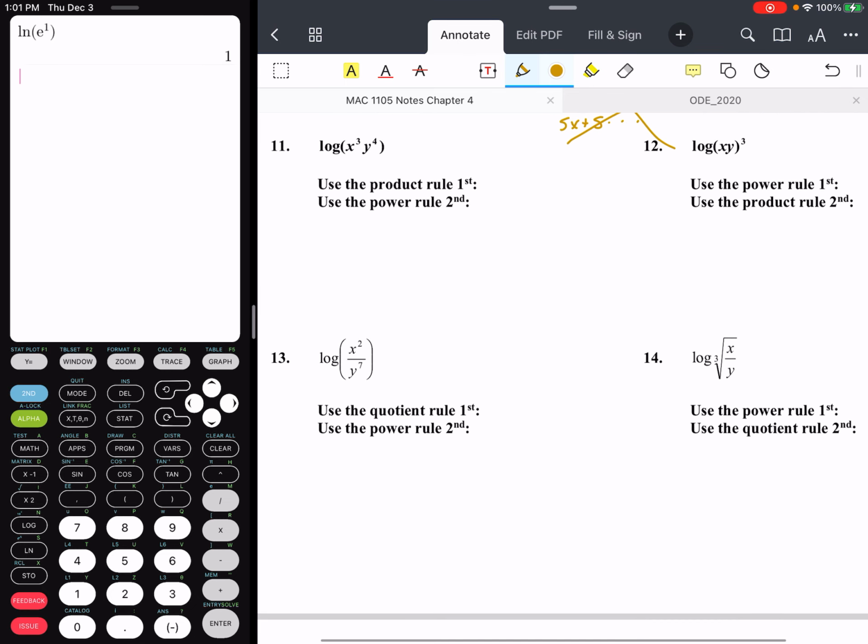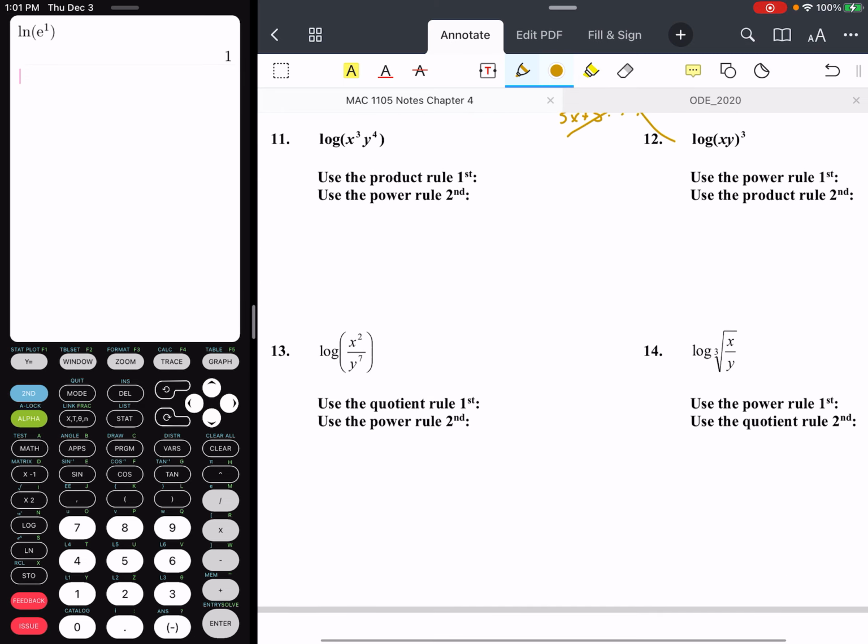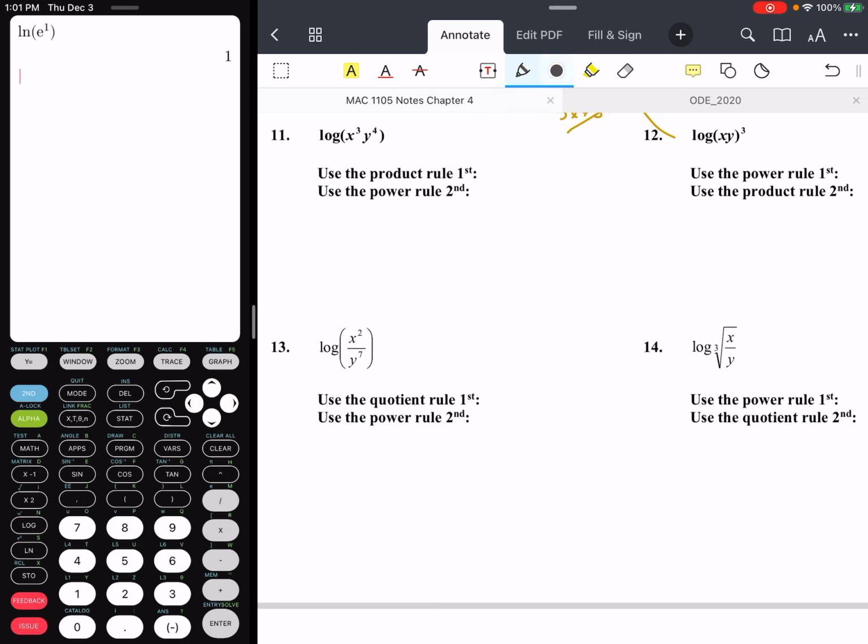All right, so on to 11 and 12. These guys get a little trickier because now we're going to be applying multiple rules at the same time. So looking at number 11, let's see what color I used. Maybe I'll go back to gray here. For number 11, we have log base 3 of x cubed times y to the 4th. So we have products, but we also have powers, right? The cubed and the 4th. So here we're going to split it up using the product rule first, and then after that we'll use the power rule. So using the product rule, this is going to equal the log of x cubed plus the log of y to the 4th.